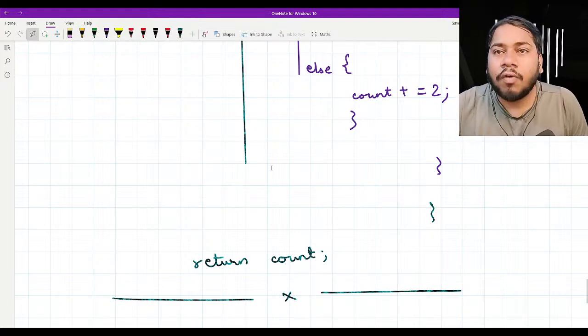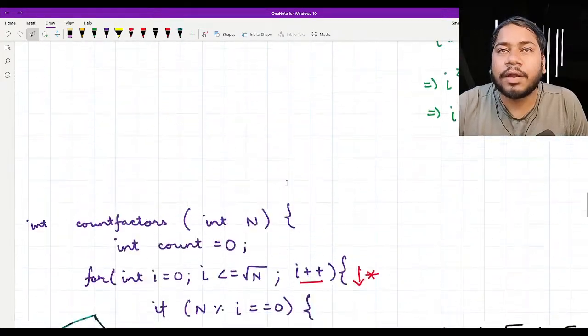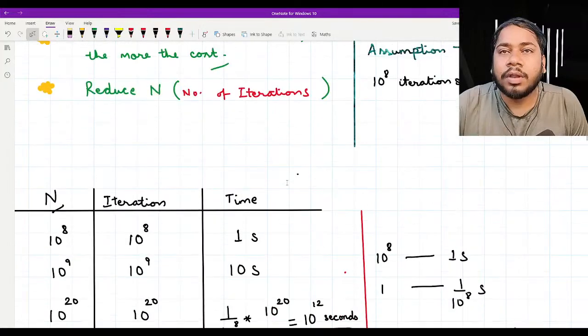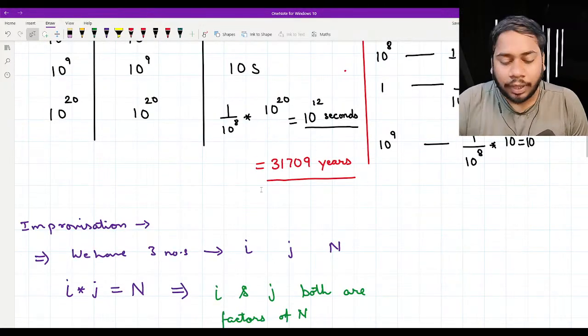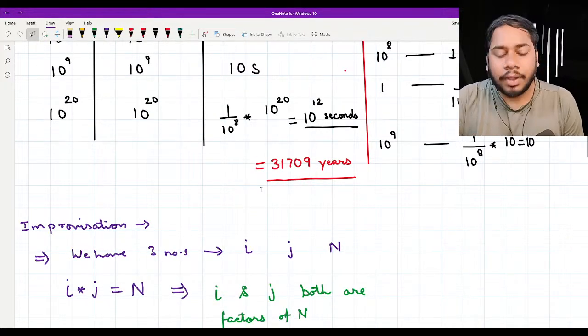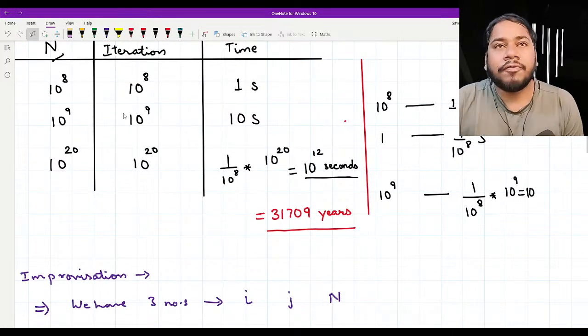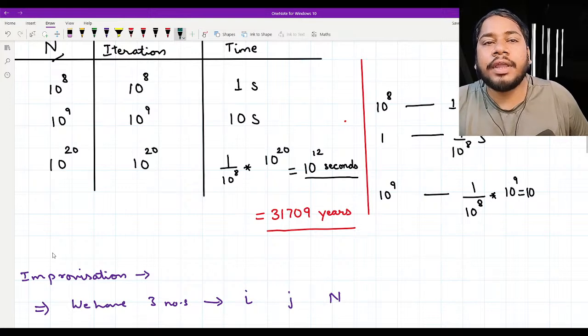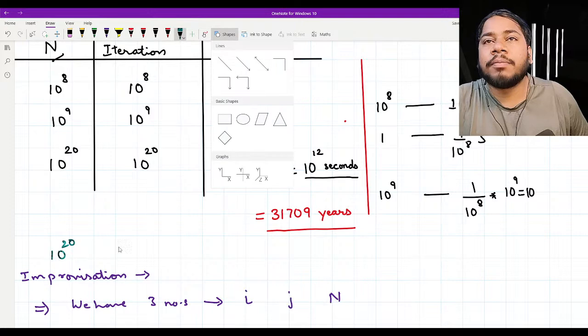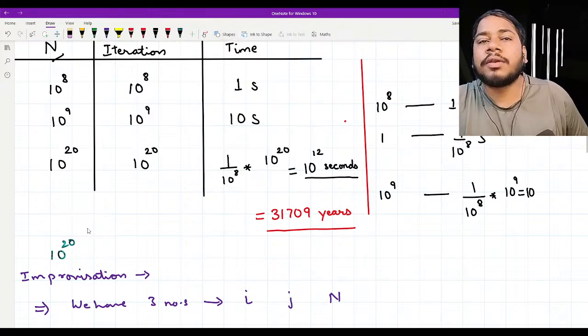So now what we have done? Now let's go back to that table. So here, the number of iterations, if we have 10 to the power 20, let's make a line here.